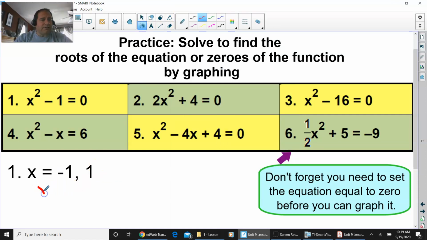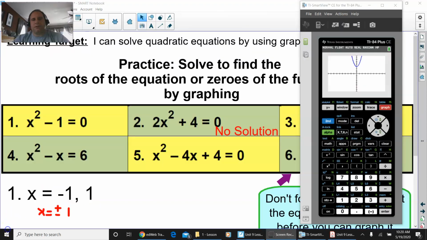You could actually write them x equals positive or negative 1. All right. Go ahead and do at least numbers 2 and 3, and we'll come back with the answers and talk about them. Press pause. Do those 2 now.